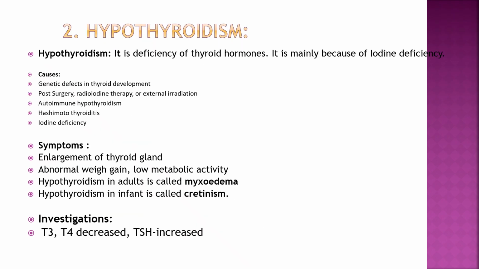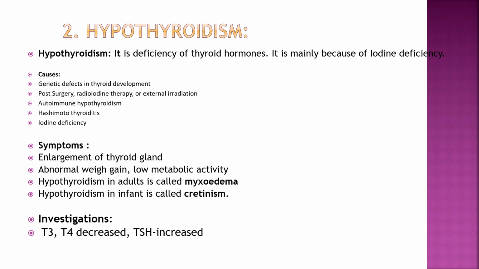Hypothyroidism is a deficiency of thyroid hormones, that is low T3 and T4, and it is mainly because of iodine deficiency. The causes are genetic defect in thyroid development, post surgery, radioiodine therapy or external radiation, autoimmune thyroiditis, Hashimoto's thyroiditis, or iodine deficiency.